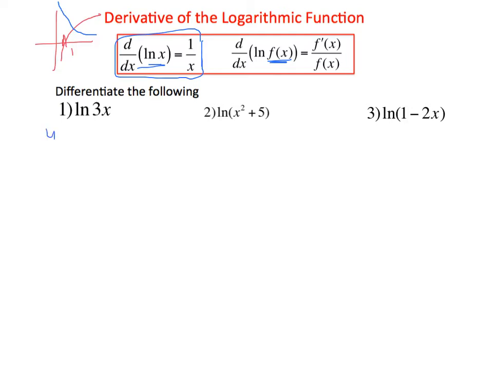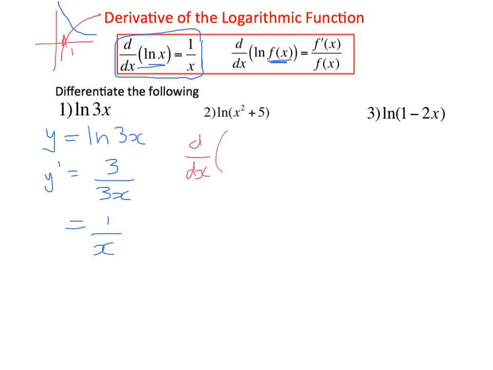So in question 1, if we let y equal log of 3x, then y dash, or dy dx, equals the derivative of 3x, which is 3, over 3x, and that will simplify to 1 over x. So that's one way of writing the notation. In number 2, I'll just mix it up and use a different notation. We'll say d dx, the derivative of log of x squared plus 5.